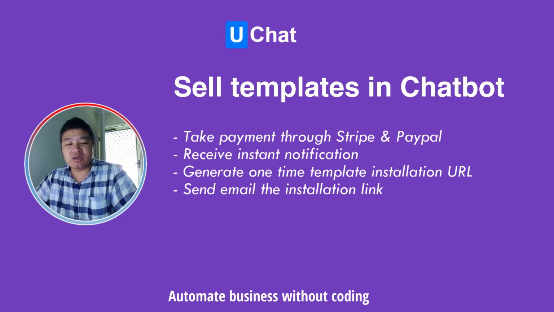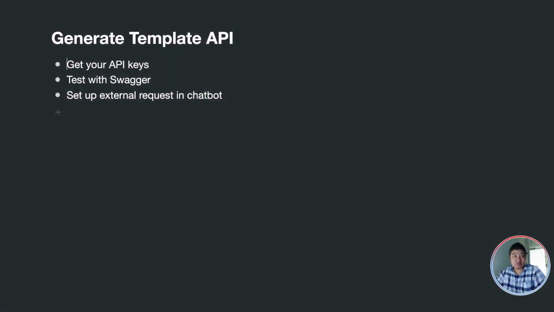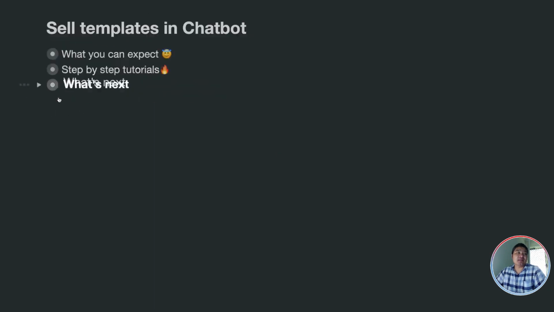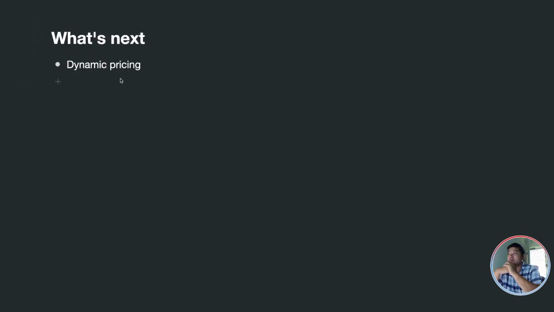And let me share with you what's next, what you can build next. Next is dynamic pricing. As you can see, this is the urgency you can create in the chatbot. For example, it starts selling at $5, and it will increase by $5 on every purchase.